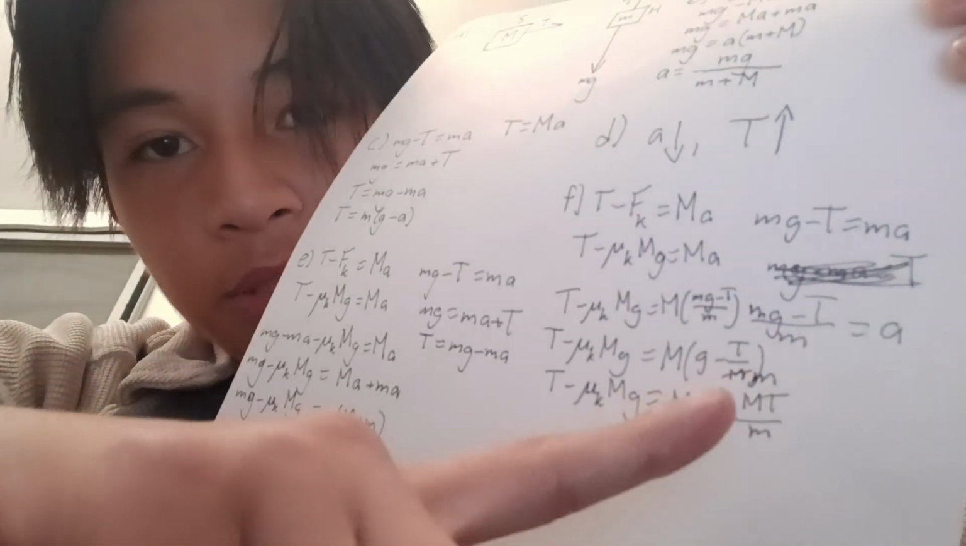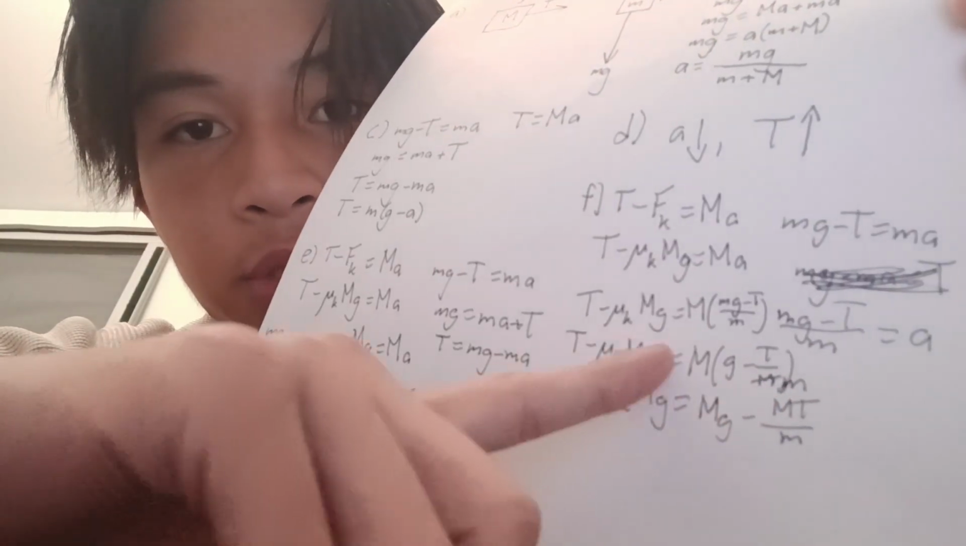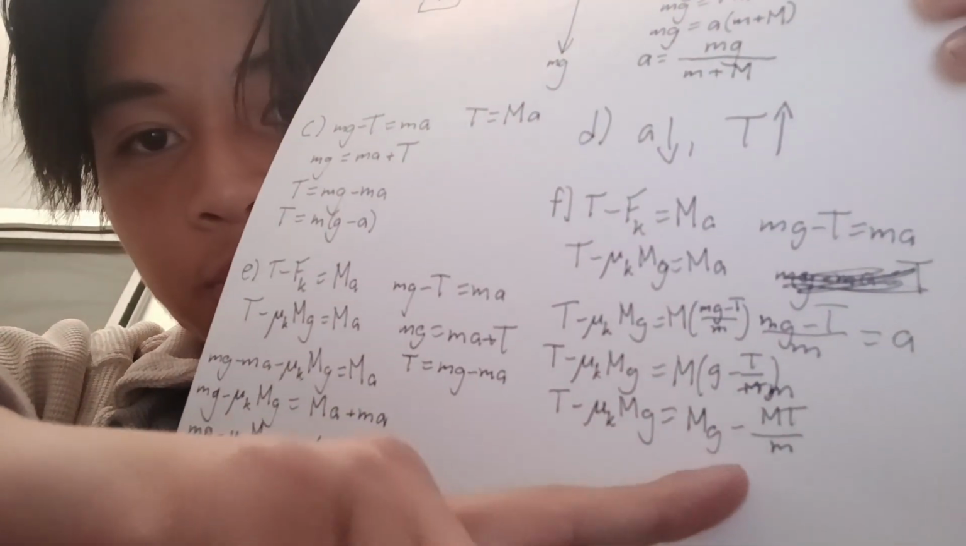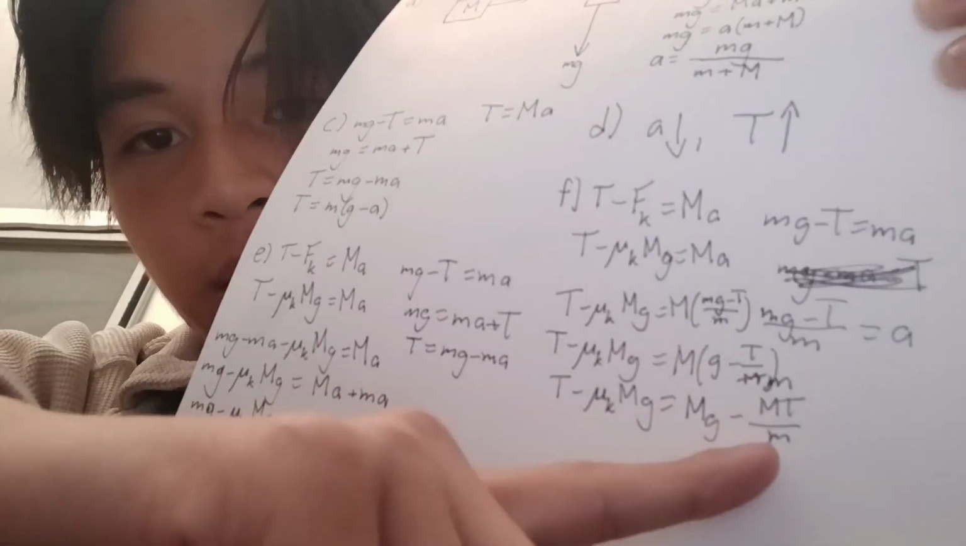And then just distribute the capital M to that little parentheses thing, like that. So again, that was supposed to be a lowercase m, not a capital M. And then just distribute the M to both terms. So this is minus mg, and then this is minus capital M T over lowercase m. And then again, we're trying to find tension, and so get all those tension terms on the same side and all the other terms on the other side.